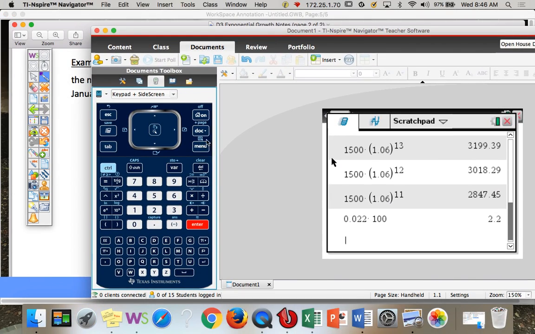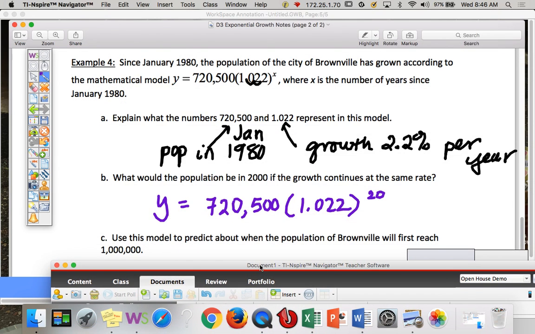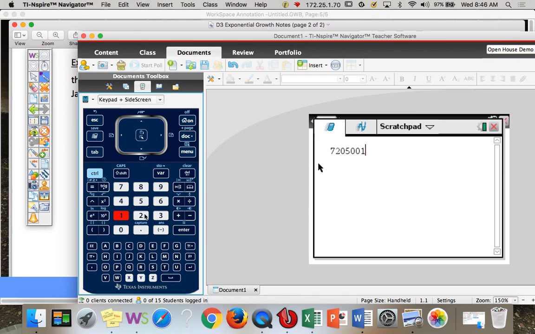Let's type it in. I'm going to clear this. 720,500, parentheses, 1.022 to the power of, and it was 20 years. Okay, let's talk about what this number means.